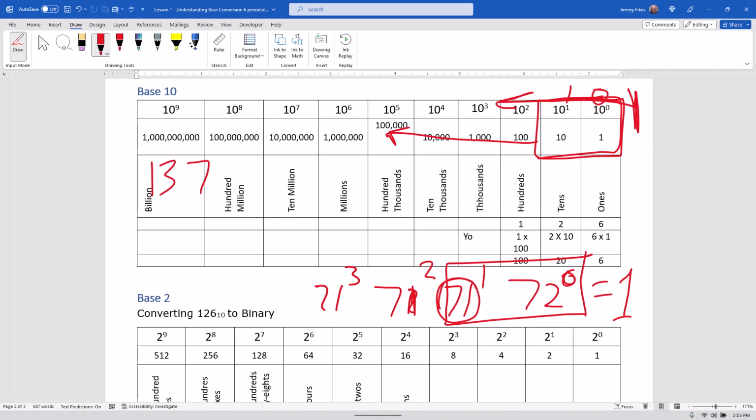Notice in base 10 in the top table, 10 to the power of 0 is 1. 10 to the power of 1 is 10. And from there you just multiply by the base. 10 times 10 times 10 times 10, and so on. That's how you do all this stuff. It makes no difference what base you're talking about. They all work exactly the same.